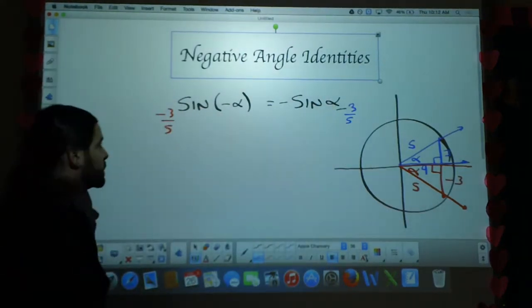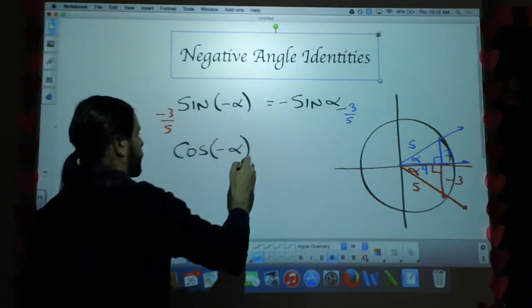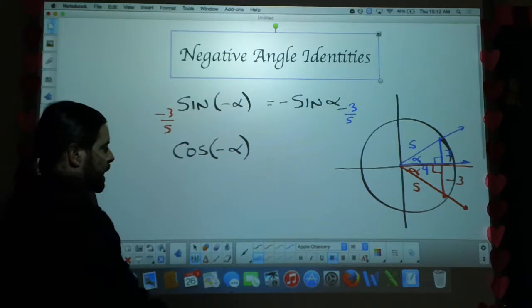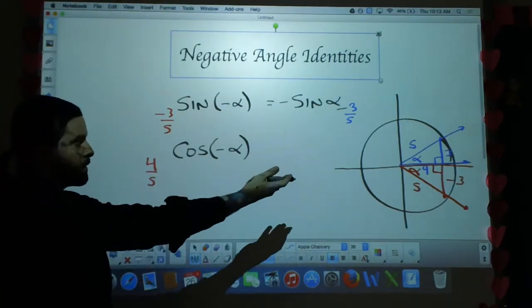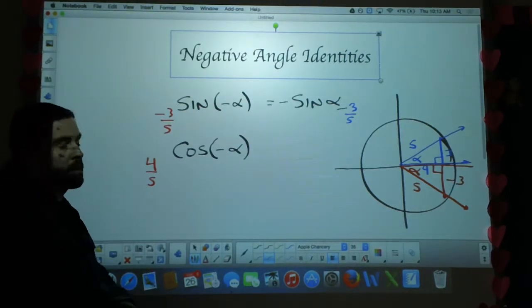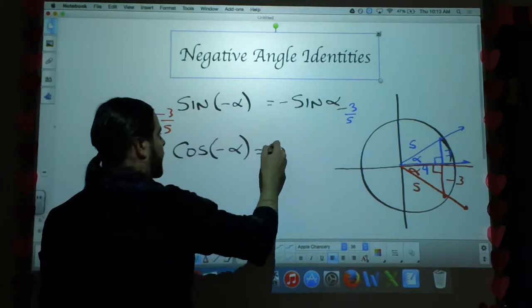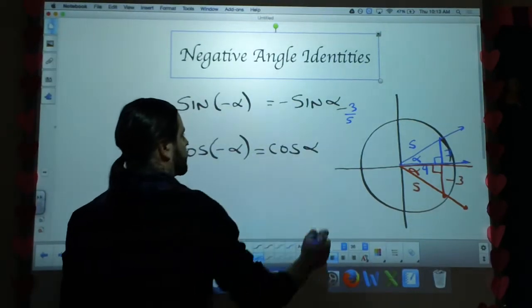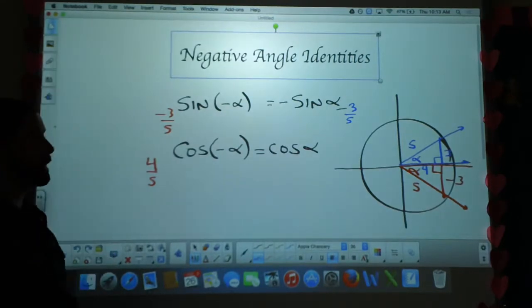Does it work with cosine? Well, let's think about it. Cosine of a negative angle would be that red one. And that cosine is 4/5. Because the x value is still 4, still positive, and the r value is always positive because it's the radius of the circle. That's a distance. So this actually equals exactly the same thing as the cosine of the angle. In other words, the cosine of the blue triangle and the cosine of the red triangle are exactly the same.